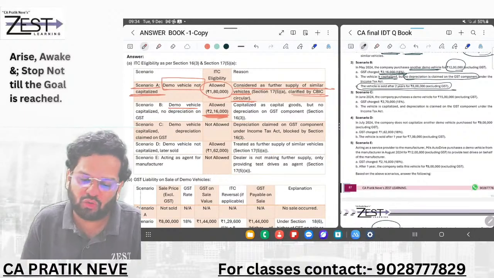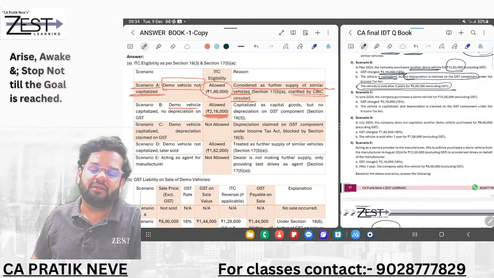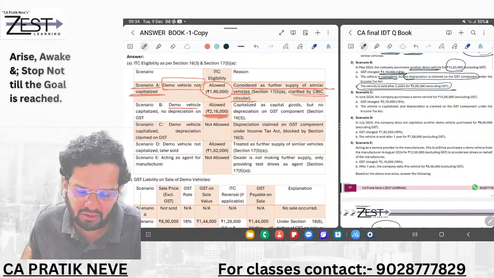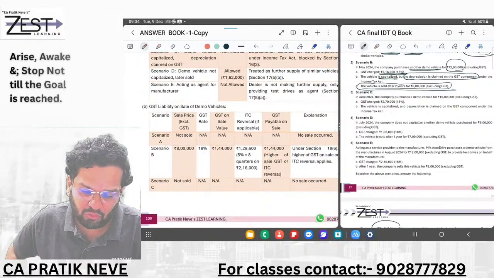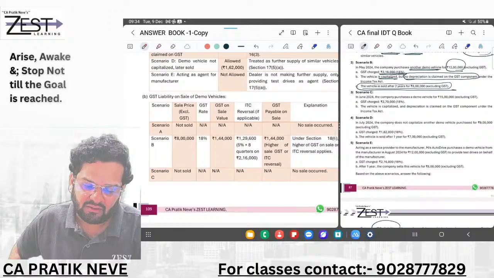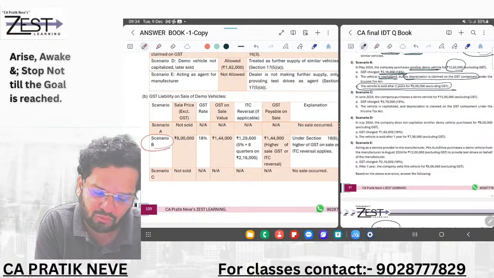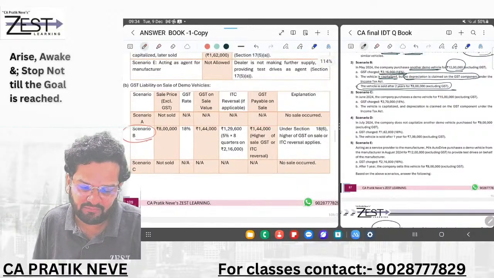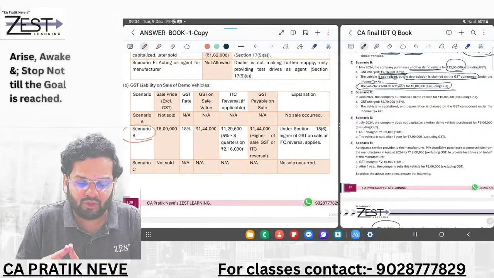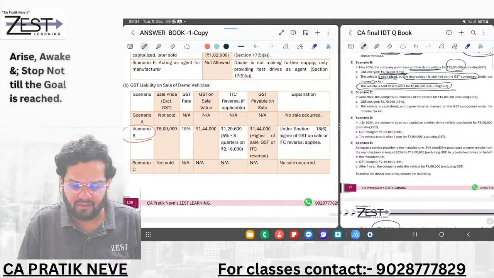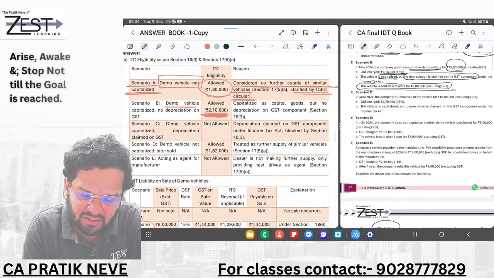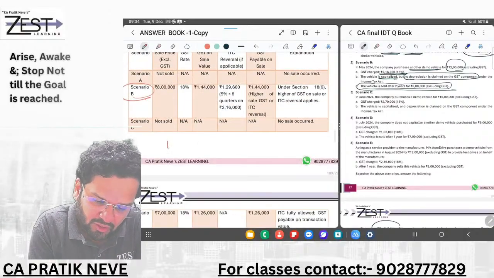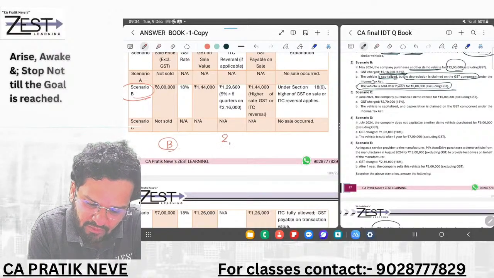If the vehicle is sold after 2 years, means after using it for 8 quarters, then you will have to pay GST. How much GST will I have to pay in scenario B on sale of such vehicle in future? How much ITC you had availed earlier? ITC that you have availed earlier is 2,16,000. So I'm showing you in scenario B. You had availed earlier ITC of 2,16,000.